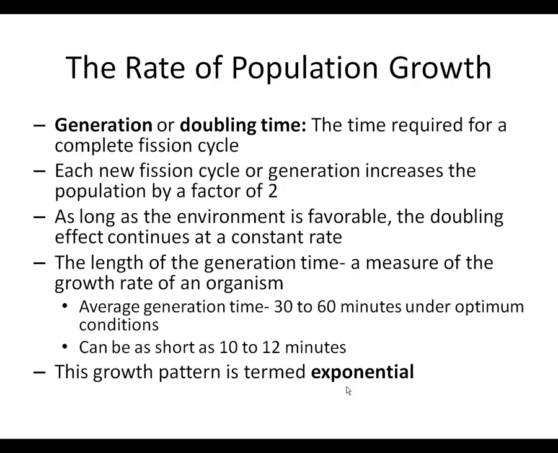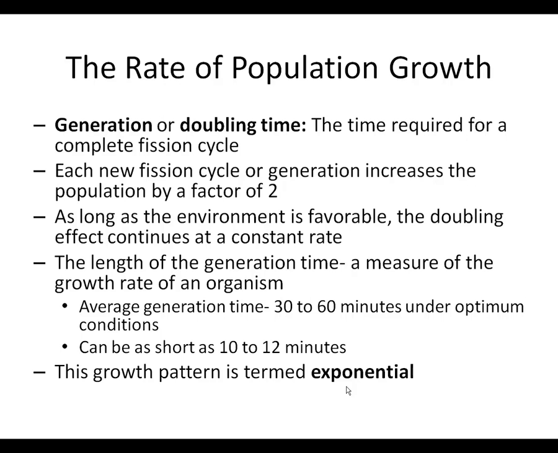When we talk about the rate of population, we're going to talk about it in terms of generation or doubling times. I prefer the term generation time, from one generation to the next. But essentially, this generation or doubling time is the time required for a complete cycle of binary fission. Okay, you're going from parent to daughter cells. Each new fission cycle is going to increase the population by a factor of 2. One cell will give me 2.